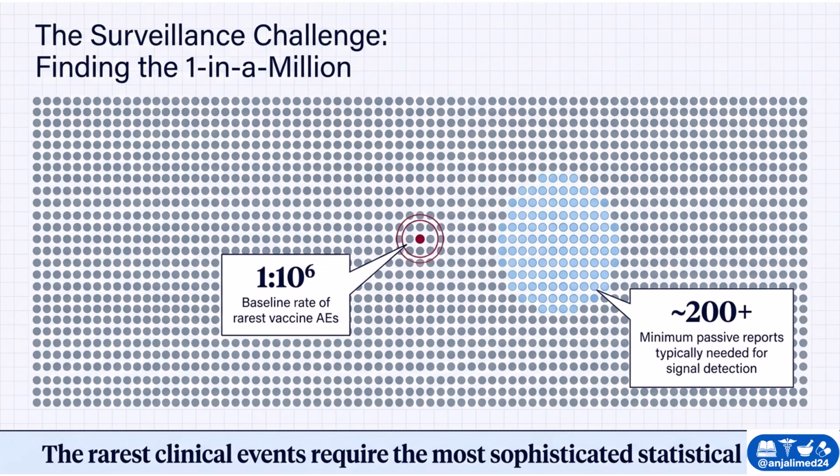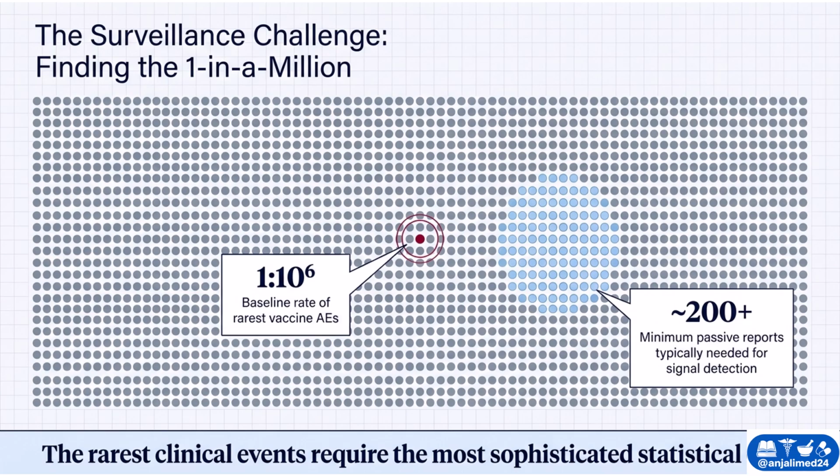Detecting vaccine safety signals is one of the greatest challenges in modern pharmacovigilance. Some rare adverse events are extraordinarily rare, occurring as infrequently as one case per billion vaccine doses administered. This creates a major surveillance challenge. How do we identify a true safety signal hidden within millions of normal outcomes?